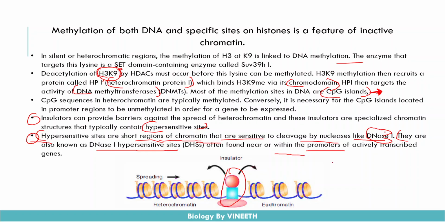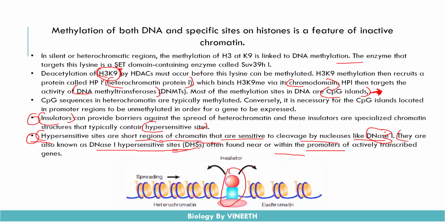Why are they present within or near the promoters? Because the promoters can be easily accessible to a lot of other transcription machineries and DNA replication machineries. If the factors want to bind to these DNA sequences, some kind of accessibility should be there for these factors. That accessibility is provided by these DNase 1 hypersensitive sites, and these hypersensitive sites are majorly specific for these insulators.